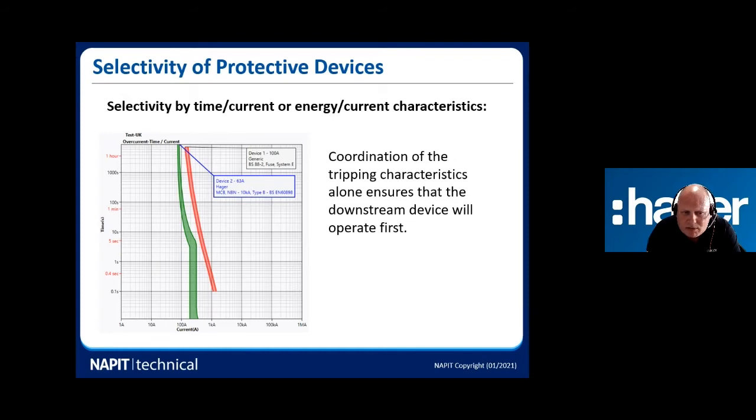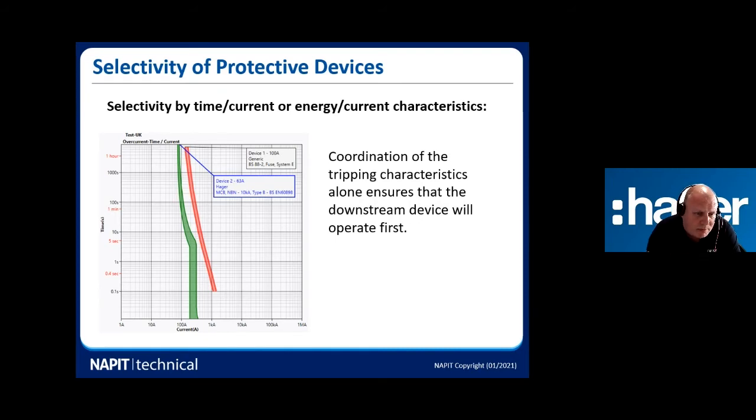Now, one of the things to bear in mind there is, how has that circuit been designed? Okay, now if the circuit has been designed specifically with a type C MCB, we would have to have a look whether changing that for a type B would in effect alter the design of that circuit. So that's something we've got to remember.